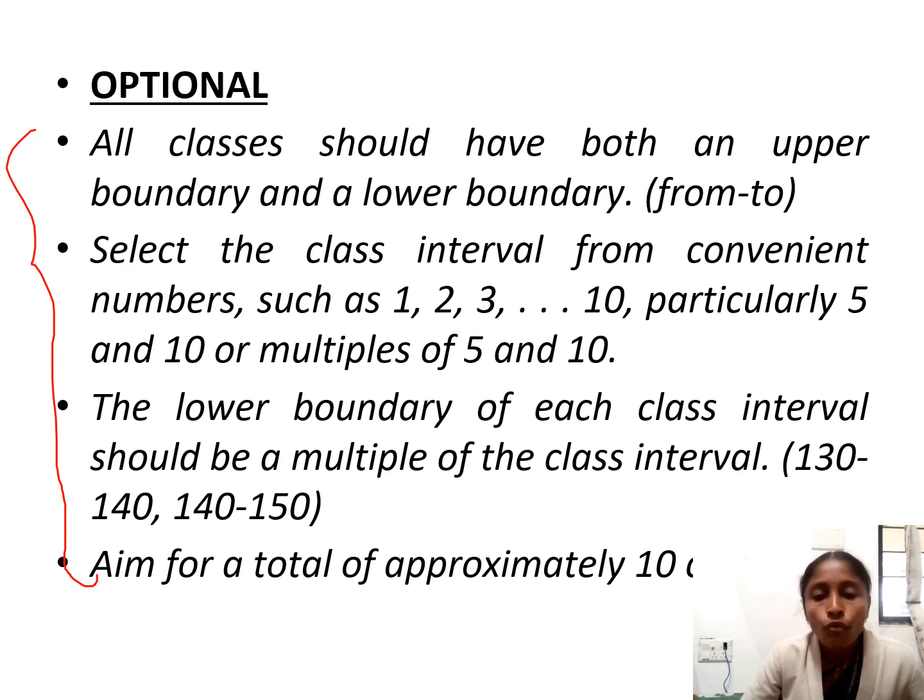Aim for a total of approximately 10 class intervals. So these are the optional rules when we are doing frequency distribution for grouped data.